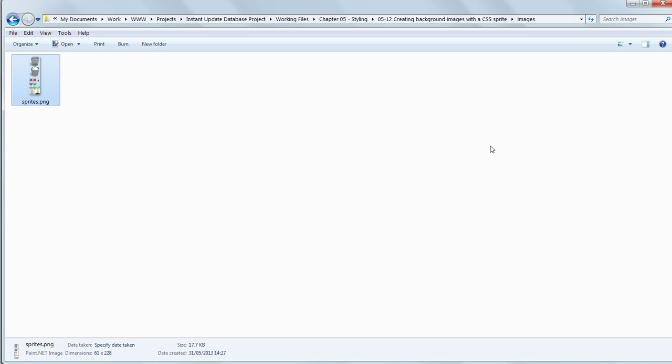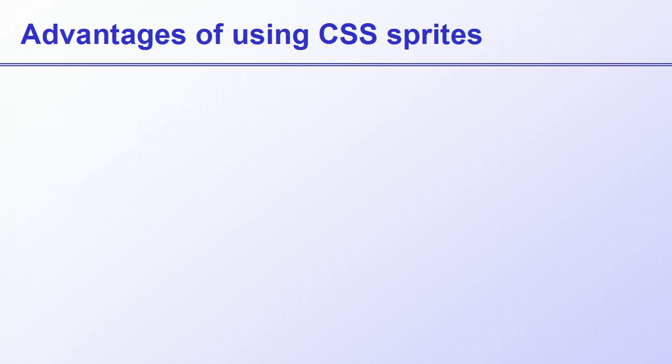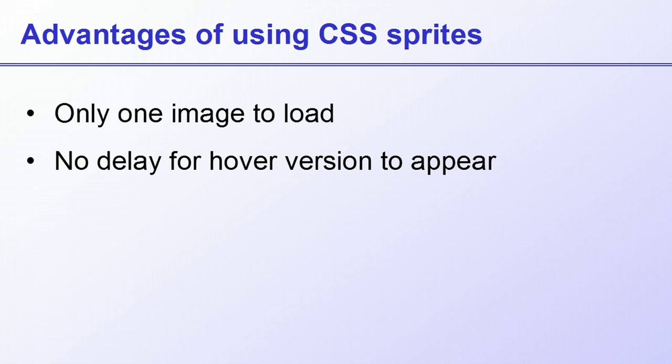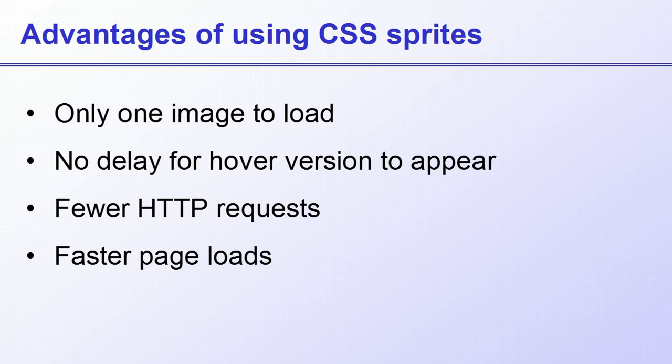And we extend this technique of positioning it, changing its background position so that different parts of the image appear when the mouse hovers over a particular element. The advantages of this are that only one image is loaded and it's then reused throughout the whole site rather than loading lots and lots of smaller images. So there's no delay waiting for the hover state to appear, and it also reduces the number of HTTP requests to the server, and this speeds up page loads.